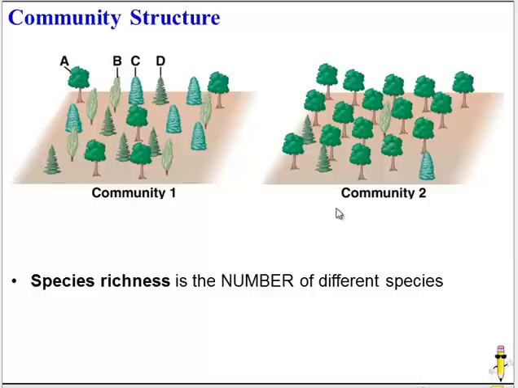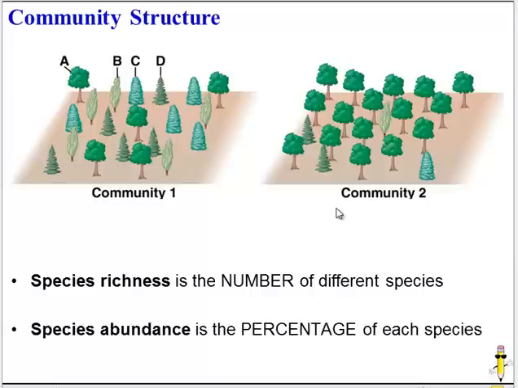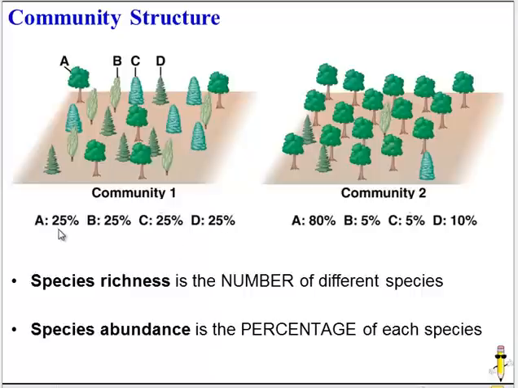However, we can look at species abundance as well, and this is the percentage of each species. And here the communities differ, because in community 1, there is 25% of each plant species, but in community 2, plant A dominates at 80%, and the other 3 species are in a much lower proportion.